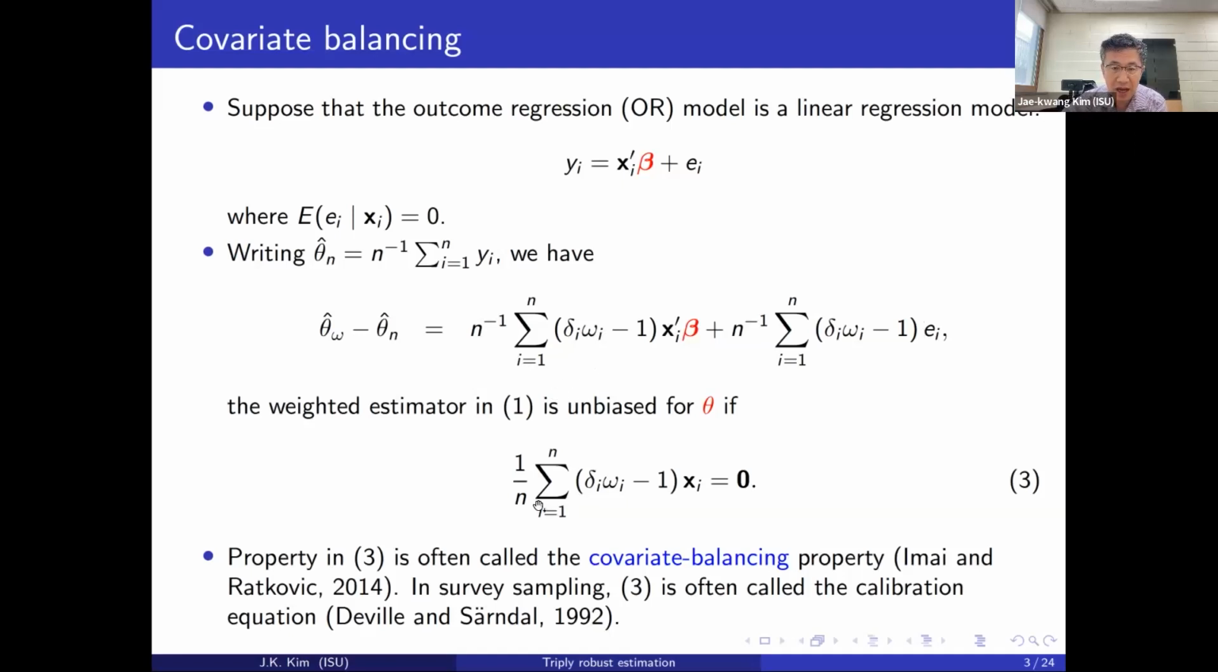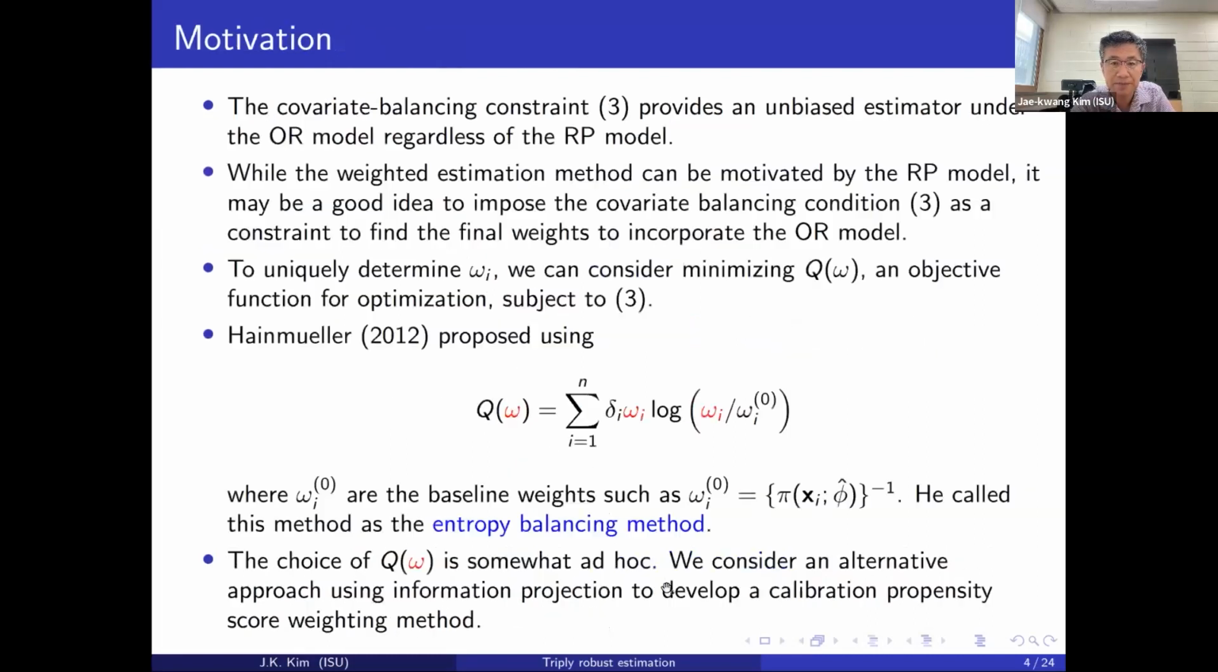But if we impose the constraint equation 3, so if equation 3 holds, then the first term also disappears. The condition in equation 3 can be viewed as a constraint on the propensity weight. And you can see that when constructing the propensity weight, the motivating model is really the outcome regression model. We didn't really use the response probability model to justify the propensity score weight. The property in 3 is often called the covariate balancing property. In survey sampling, this condition is called the calibration equation. So the motivation is simple: the covariate balancing constraint 3 provides an unbiased estimator under the outcome regression model, regardless of the response probability model.